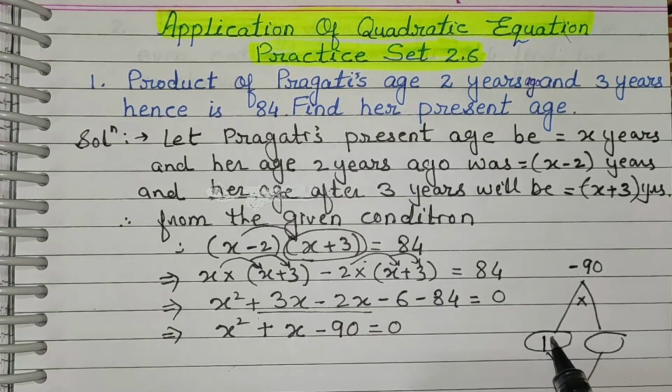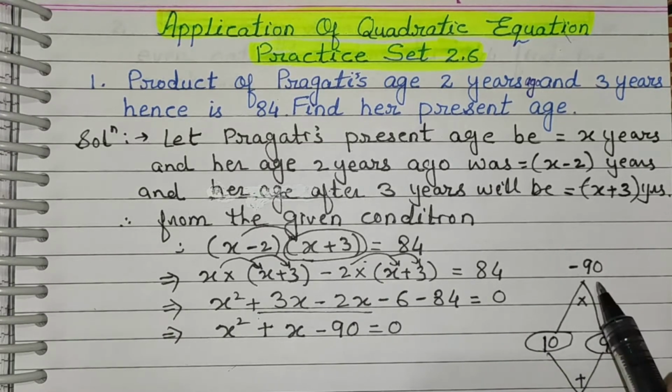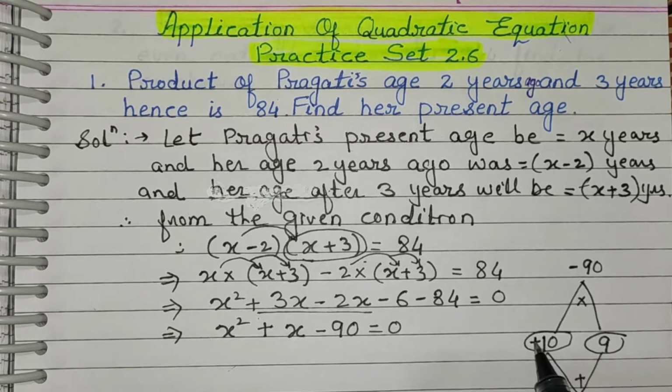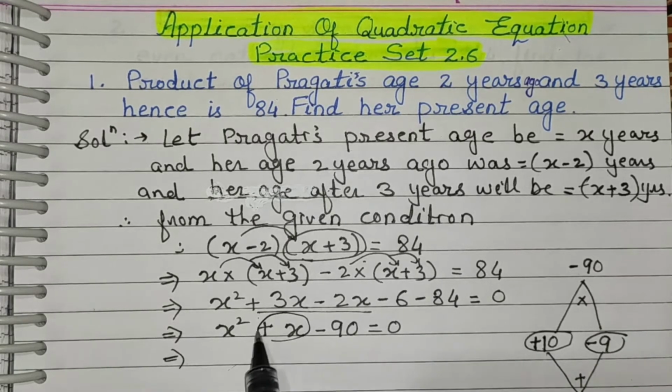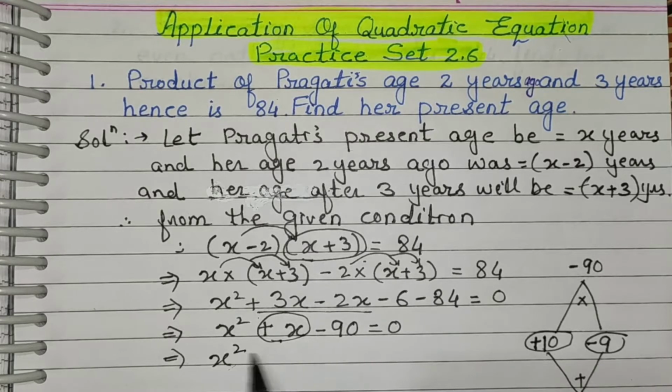Let us take two numbers 10 and 9. Now here the product is a negative number, so one number should be negative. Therefore look at the sum. Here the sum is positive, therefore the greater number must be positive and the smaller one is negative. Now split the middle term. We get x square plus 10x minus 9x minus 90 is equal to 0.